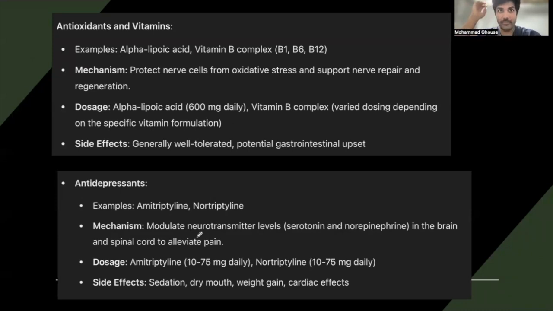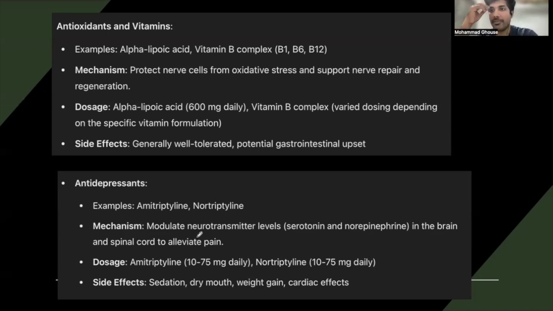So, Neurobion Forte, we usually give as an initial dose once a day for a period of 1 month, followed by once a day on alternate days for another 1 month. Side effects are usually well tolerated, and they don't have significant potential side effects.